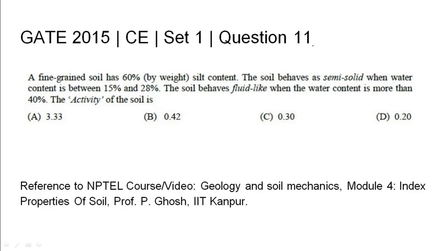GATE 2015 Civil Engineering Set 1 Question 11. A fine-grained soil has 60% by weight silt content. The soil behaves as semi-solid when water content is between 15% and 28%. The soil behaves fluid-like when the water content is more than 40%. The activity of the soil is. The four options given are A 3.33, B 0.42, C 0.3 and D 0.2.